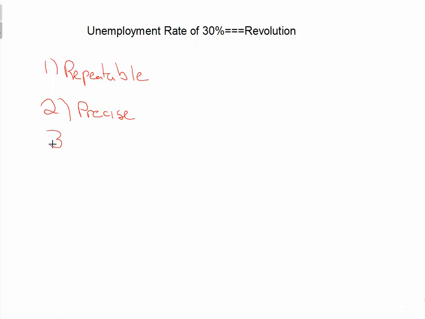So then the third thing, is it falsifiable? Can you prove it false? Yes, you can. You can prove it in two ways. You can look at other revolutions, the French Revolution, the Iranian Revolution, and see if that unemployment rate was 30%. You can also look at places where there is an unemployment rate, and does that cause revolution? So it can work in both manners here to determine if this is actually a false statement.